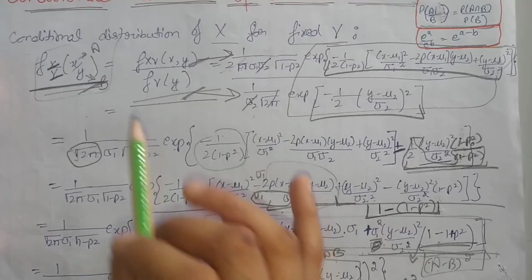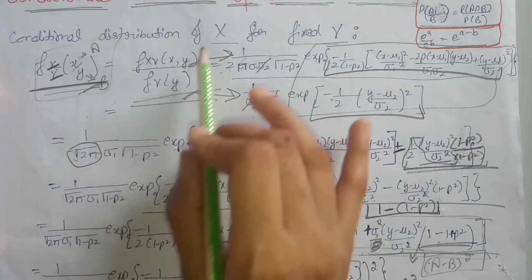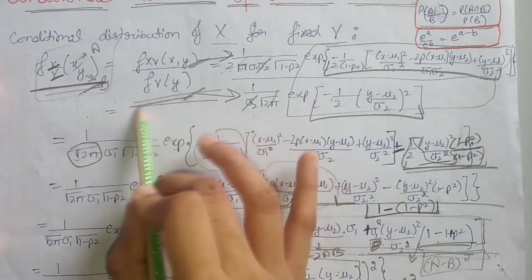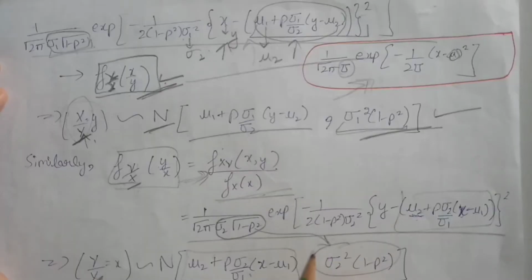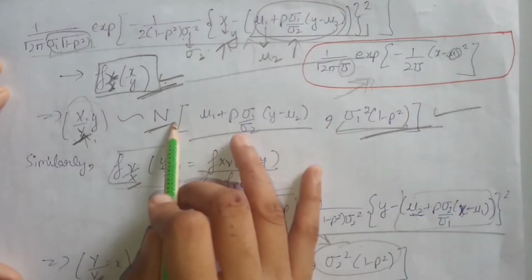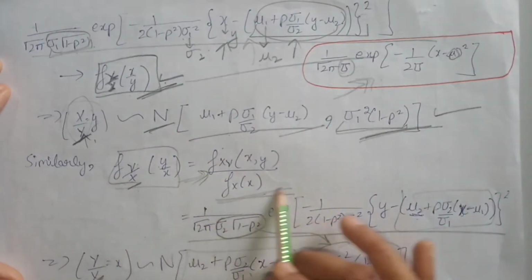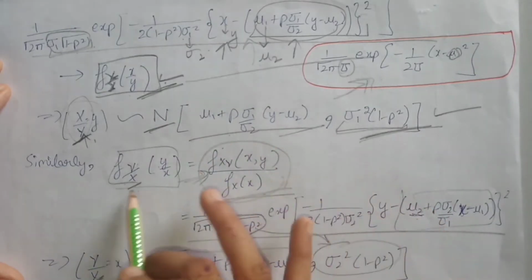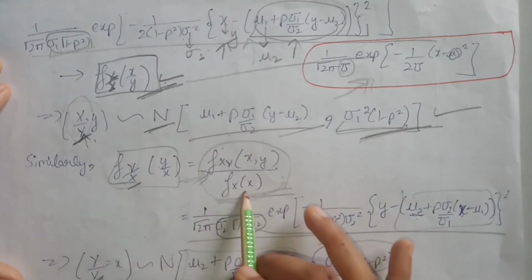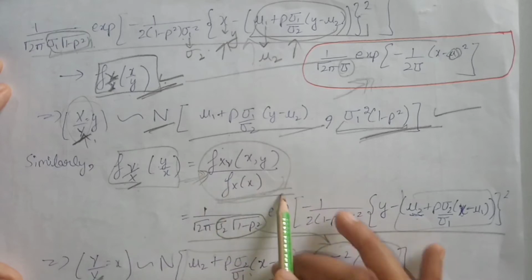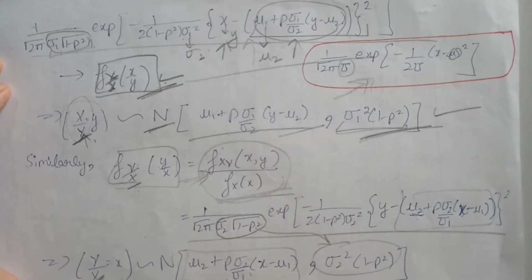So in this way, firstly we have calculated the conditional distribution of x for fixed y by using this one formula. Then we come to know that it belongs to normal distribution with mean this and variance this. Then by using the same formula, we calculated the conditional distribution of y for fixed x. And again we come to know that it also belongs to normal distribution with mean this and variance this.